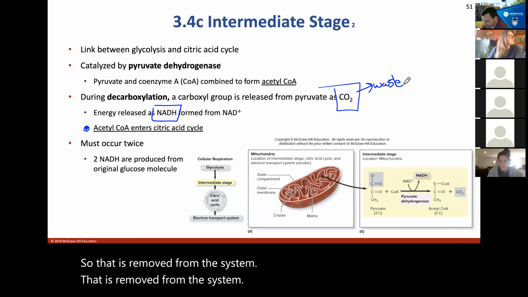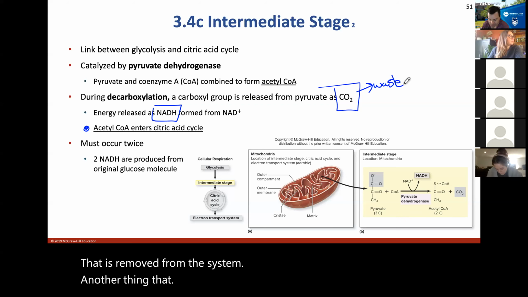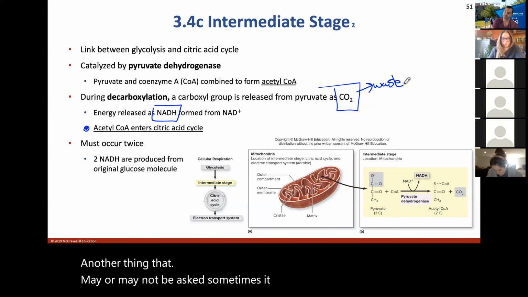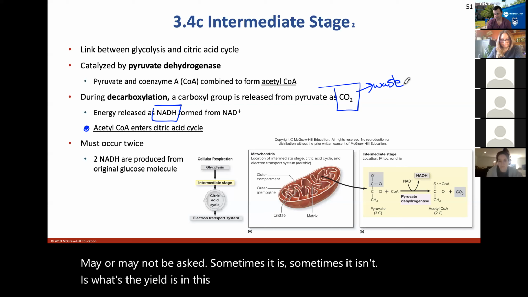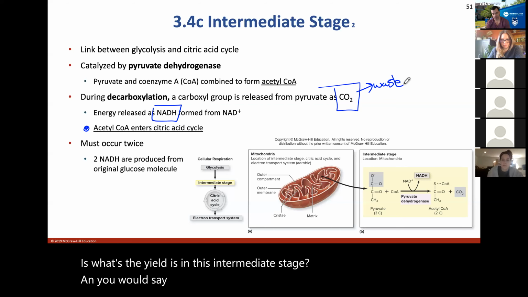Another thing that may or may not be asked, sometimes it is, sometimes it isn't, is what's the yield in this intermediate stage? And you would say acetyl-CoA, NADH, and CO2.